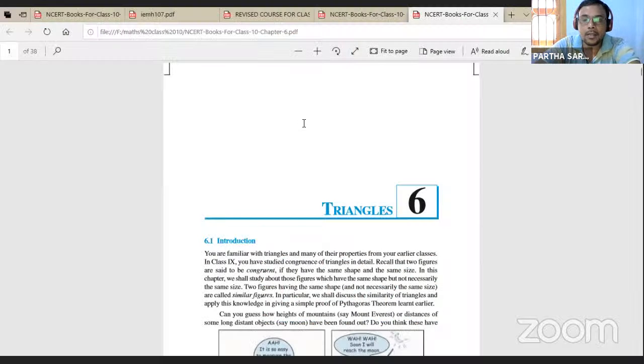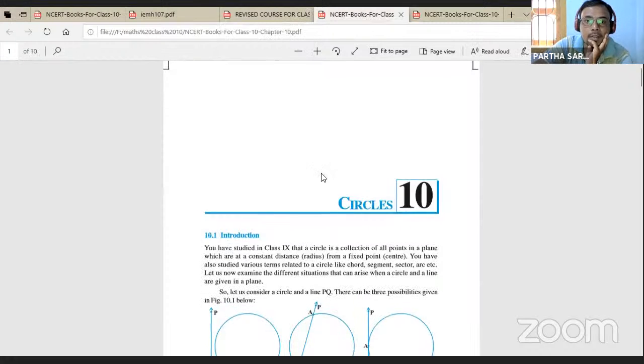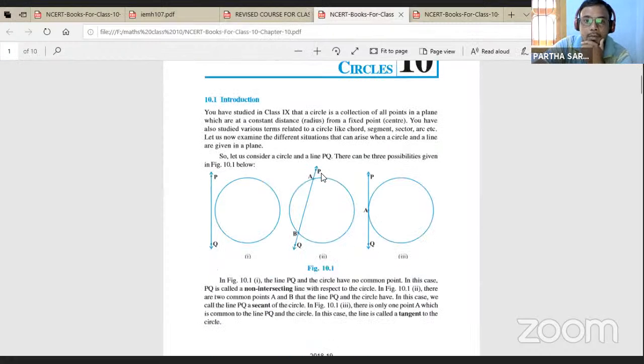In the circle chapter, you will find there are only two theorems, which are very necessary. So let us see this one first. What they have given to you in this chapter: circles. Right, the first theorem.